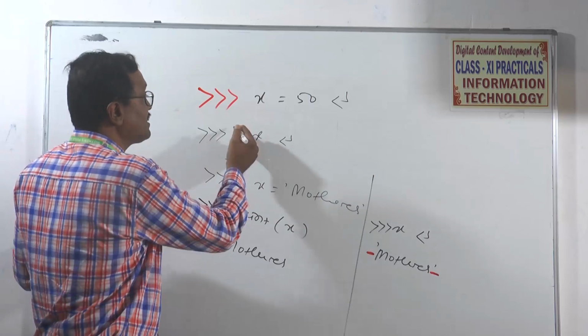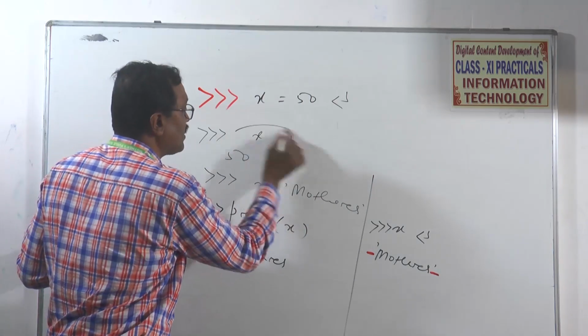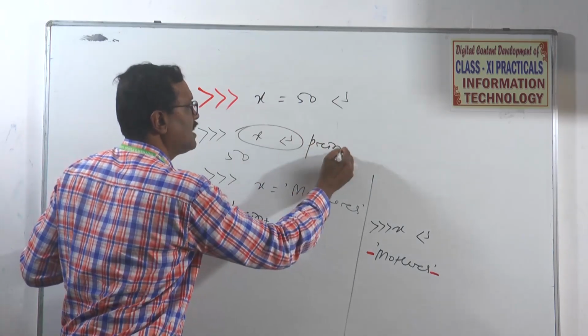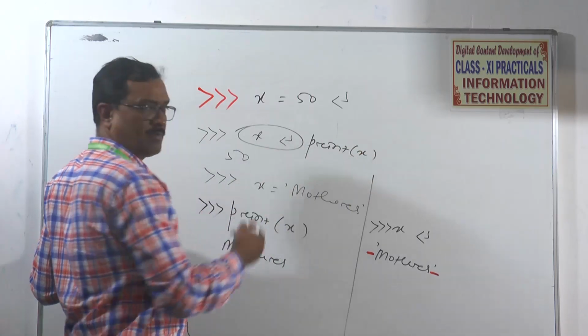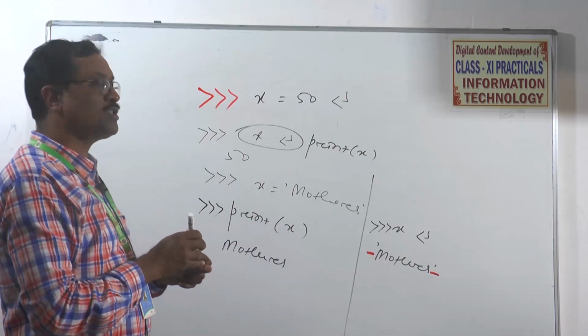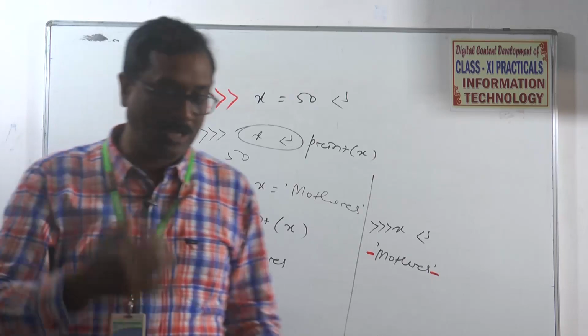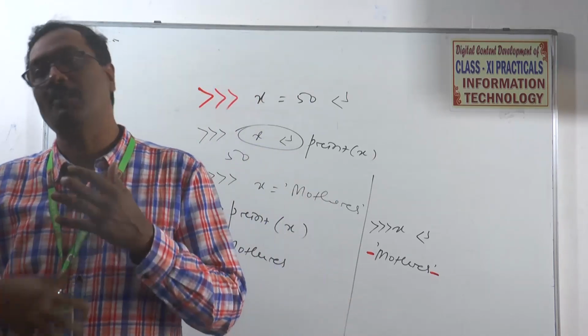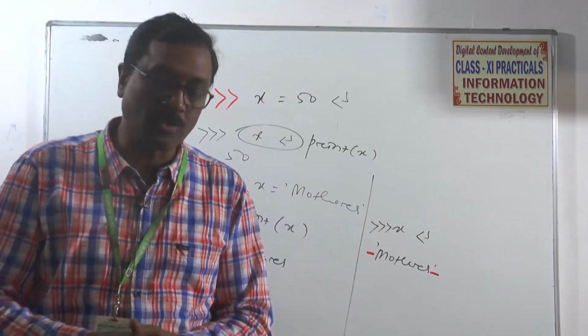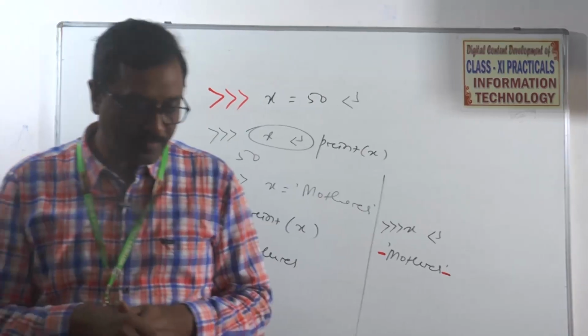Similarly, when x is 50, if I write here print x, then also it will show me 50 as it's a number. So this is the way we have to assign some values to a particular object, and after that how we have to show the data in different ways.